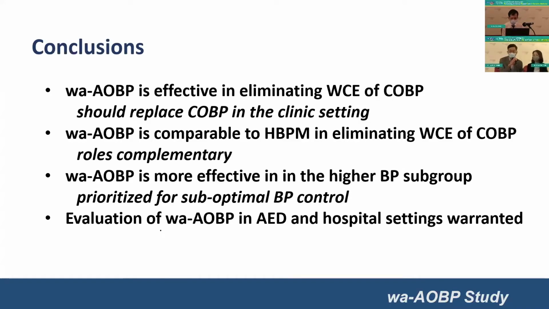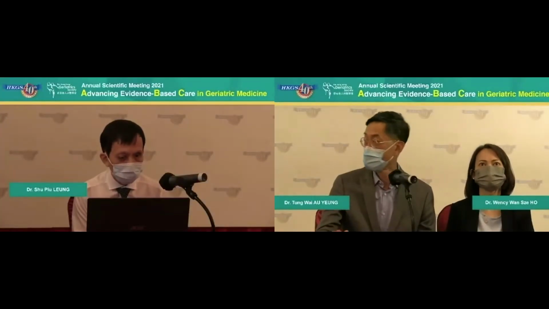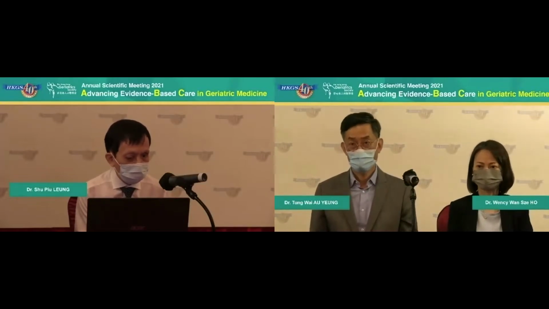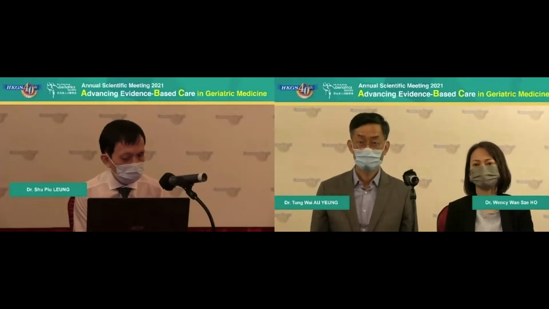Maybe I have a question for Dr. Leung. So as most of the guidelines for the target of blood pressure control are based on the office type of blood pressure measurement, how would you recommend the target blood pressure by using the waiting area blood pressure measurement? For studies for AOBP, classical AOBP, the standard is set around 5 millimeters mercury lower than the standard setting. So I think we should take this into consideration.